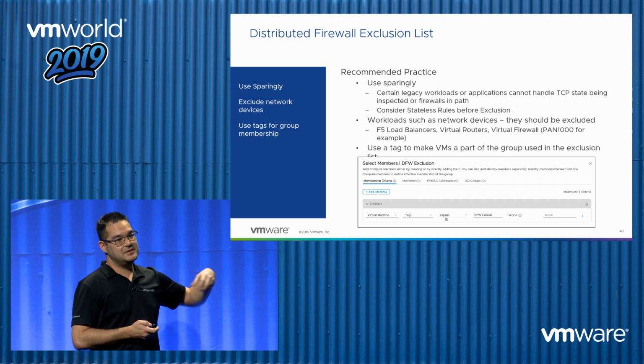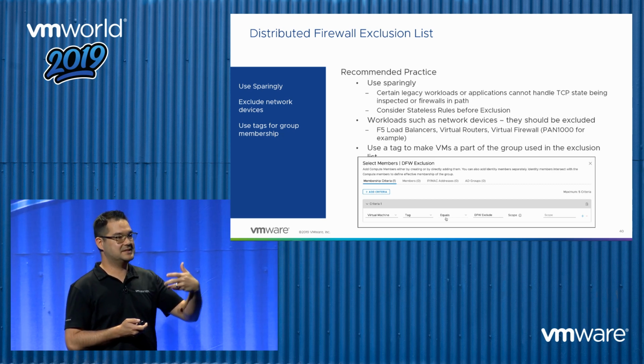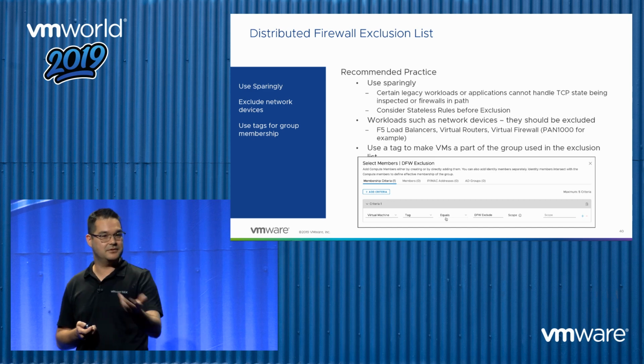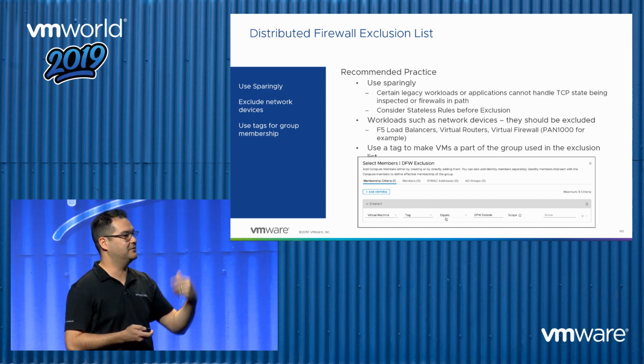The group that you use, again, use tags for the membership criteria for the group so that you can simply tag a VM that needs to be excluded from the environment and it will automatically pick up the exclusion and have the firewall removed.